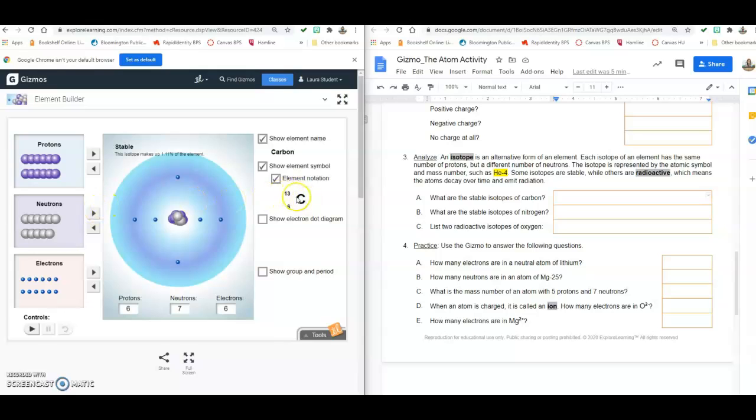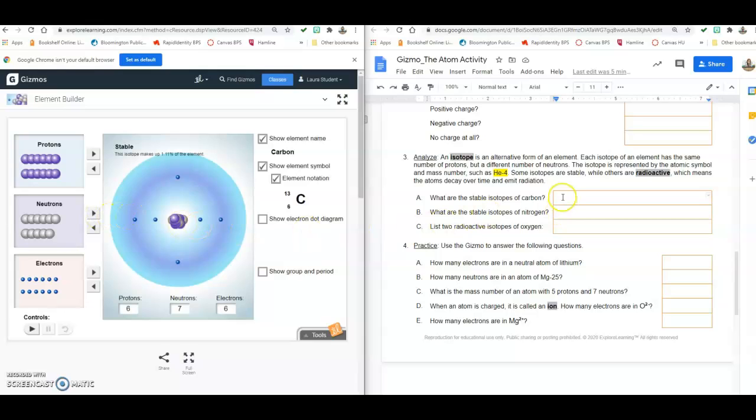Oh, it looks like carbon 13, C-13, is also a stable isotope and makes up 1.11% of carbon atoms. But if I go one more, if I go up to carbon 14, then it becomes radioactive again. All right, so let's go back. It was carbon 12 and carbon 13.